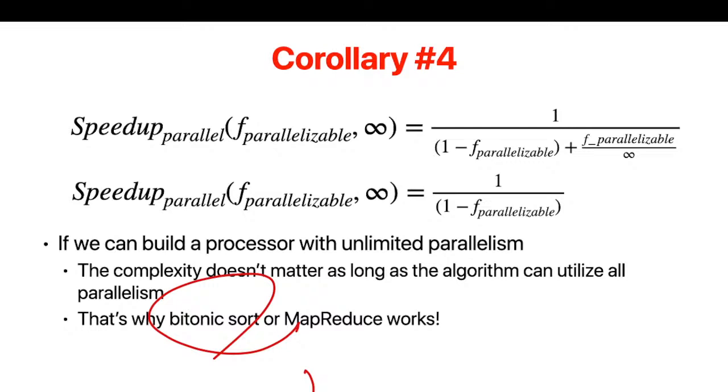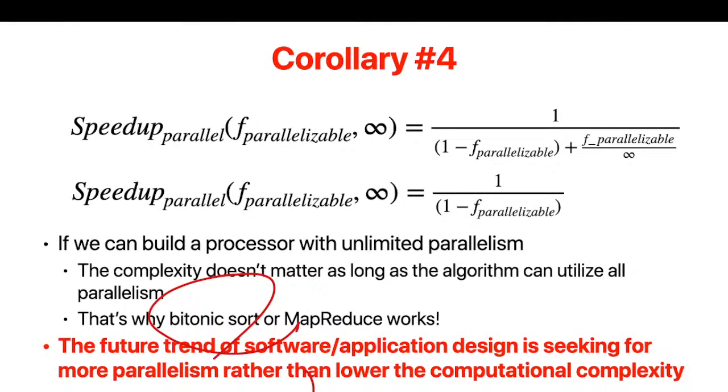Okay, so corollary 4, right? There are some parallel programming frameworks like MapReduce. If you learn MapReduce, you'll figure out that the overhead of executing the computation of each piece in MapReduce is a lot higher. However, because you can use thousands of machines, thousands of cores to perform your task, most of the time MapReduce could be faster in this way. So the future trend of software application design is seeking more parallelism rather than lowering the computational complexity. That's another thing that you should keep in mind.